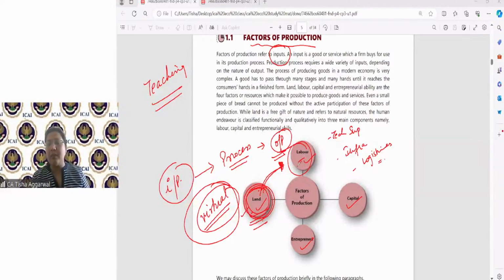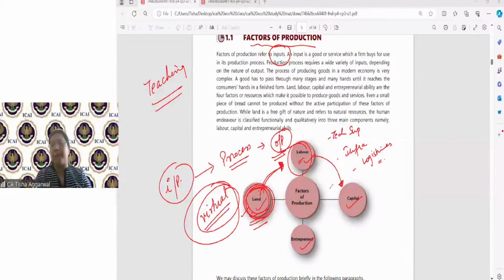When it comes to labor, you are going to find out a point wherein you will understand how this whole analysis is going to take place, how this concept is going to take place. Okay. Third is going to be capital.